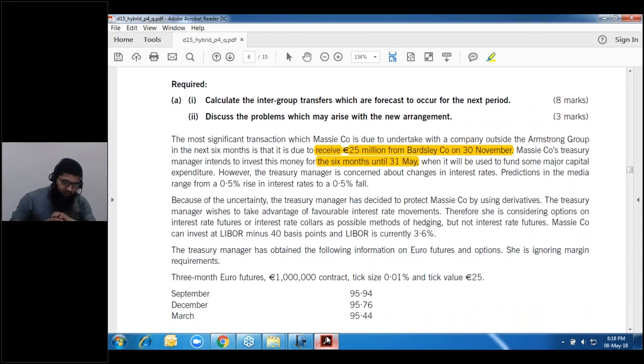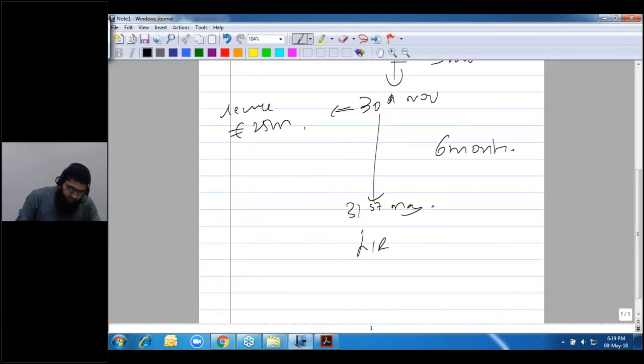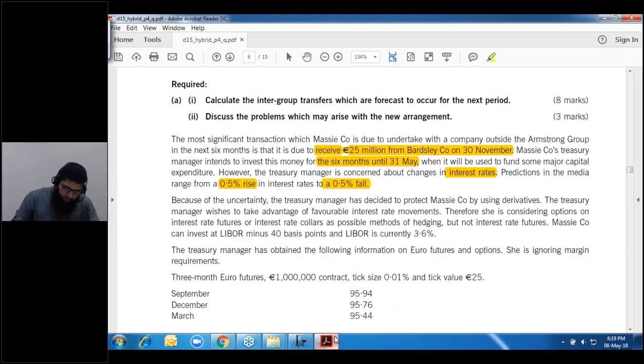However, the treasury manager is concerned about changes in interest rates, and predictions in the media are a 0.5% rise in the interest rate to a 0.5% fall. So basically what they are expecting is they're expecting the LIBOR, which is the interest rate, either going to go up by 0.5% or going to go down by 0.5%. So it's either going to go up by 0.5% or it's going to go down by 0.5%.